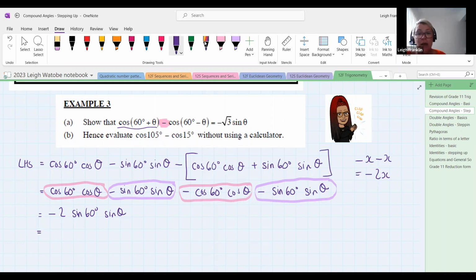And then once you have done that, you are going to use your special angles. So the sine of 60 is root 3 over 2. We can see our answer starting to take shape now. Minus 2 times root 3 over 2 sine theta. And of course, 2 divided by 2 means that that's going to go away. And we are going to end up with negative root 3 sine theta, as we were meant to do on the right-hand side.